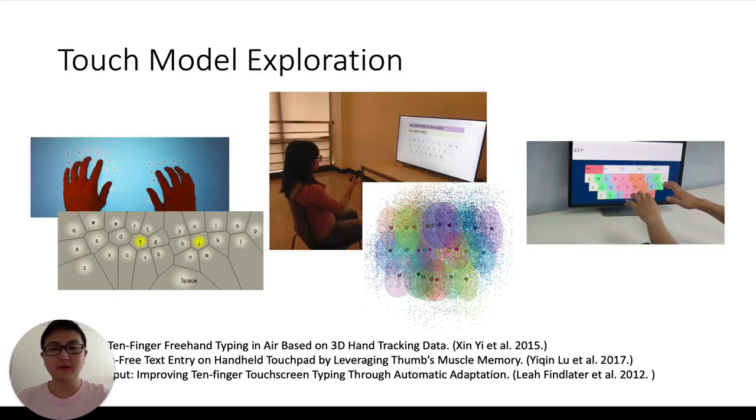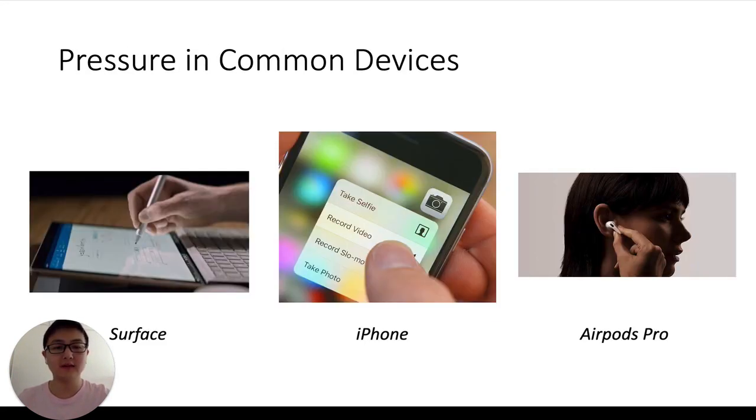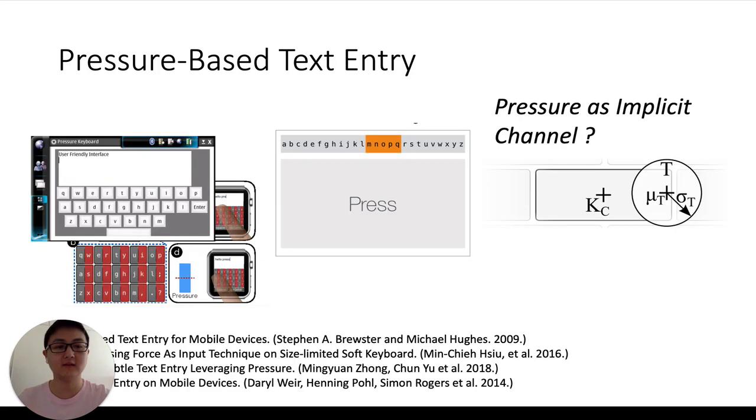In order to provide statistics for the Gaussian distribution, researchers have explored touch models in different situations, like typing with 10 fingers on a touchscreen, typing using one thumb, or even typing in the air. Noticeably, touch pressure is becoming increasingly popular on many devices. For example, writing on touchscreens, 3D touch on phones for some shortcuts, as well as the button on some headsets. There are also some works using pressure for text entry on tablets, phones, and smartwatches.